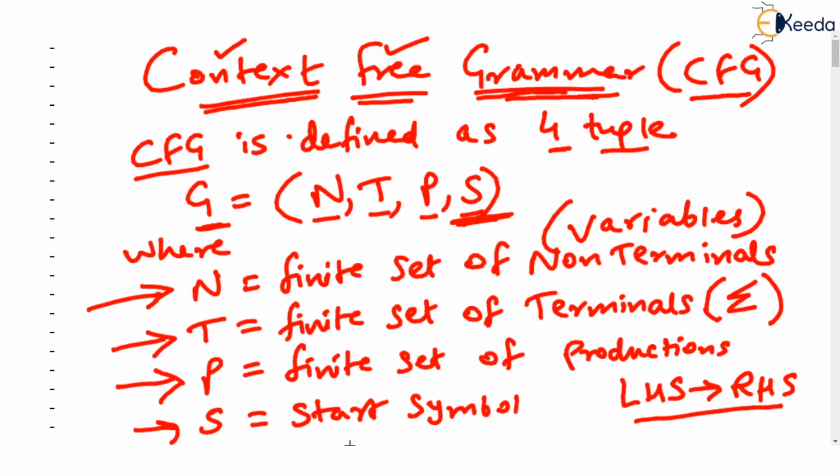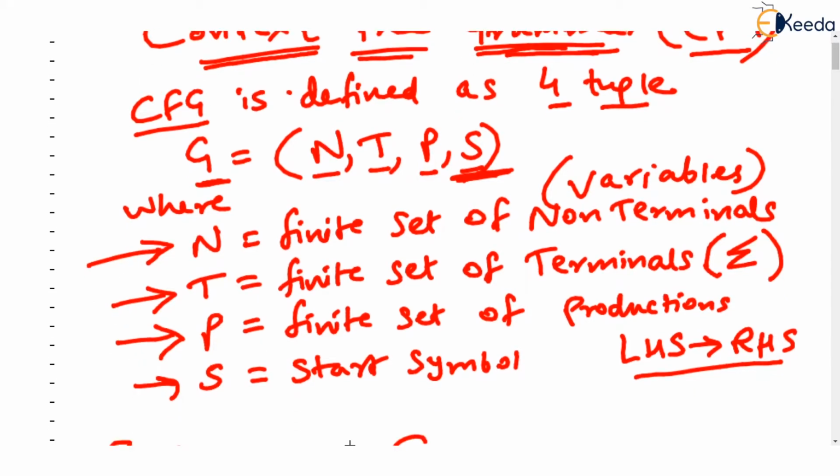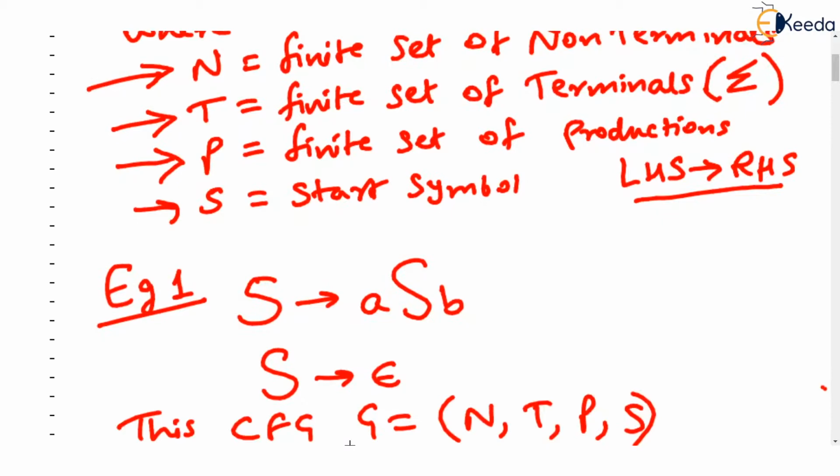I'm very sure that whatever I explained till now is not understood at all. This is what happens to everyone. It happened to me also. What is this all about? N, T, P, S, and what are we talking about? Which grammar are we talking about? So the examples are going to speak enough. Now let's see example one.